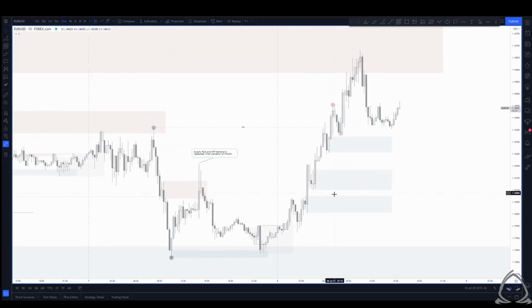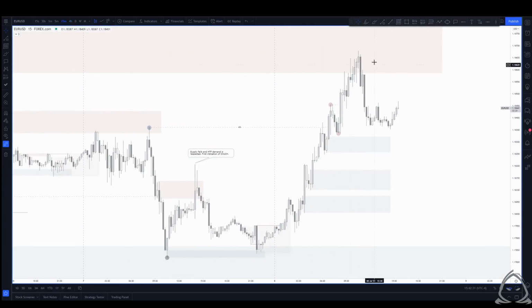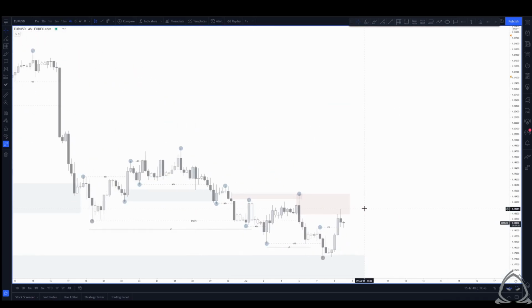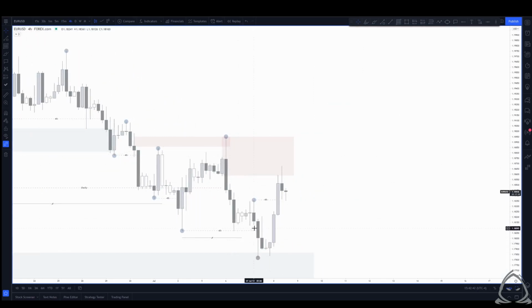We go to the 15-minute chart. We are now creating a series of higher highs and higher lows on the 15-minute chart. We are, of course, now reacting off of a 15-minute supply point. So if we just go back to the 4-hour, we can see that price broke structure here. This is a valid supply zone.